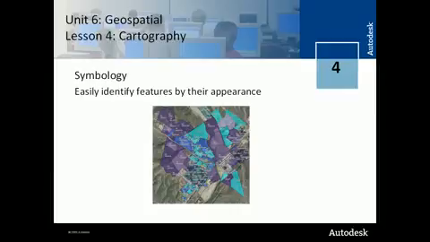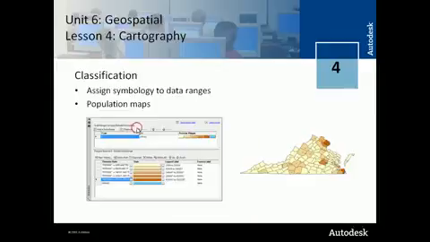Symbology is a way of identifying features by their appearance. In the image here, you can see that symbology is being used to shade the properties based on their zoning. And when you classify data, you can assign symbology to data ranges. For instance, in a population map you may choose to shade areas based on their population.